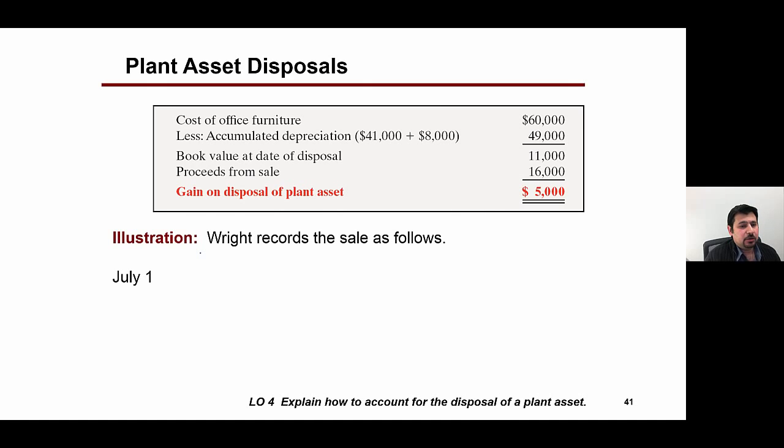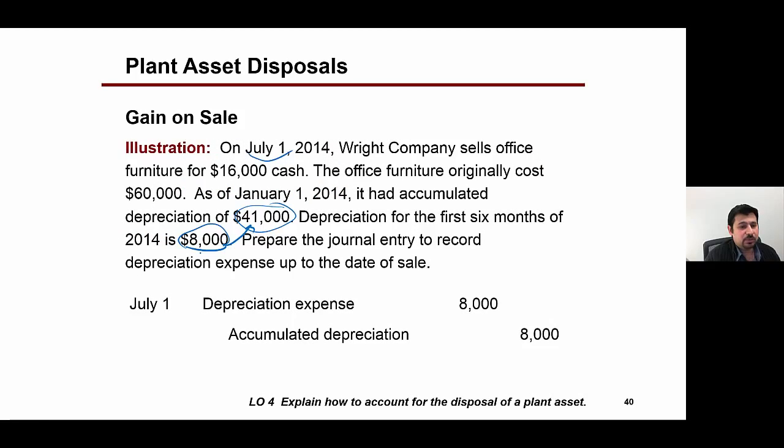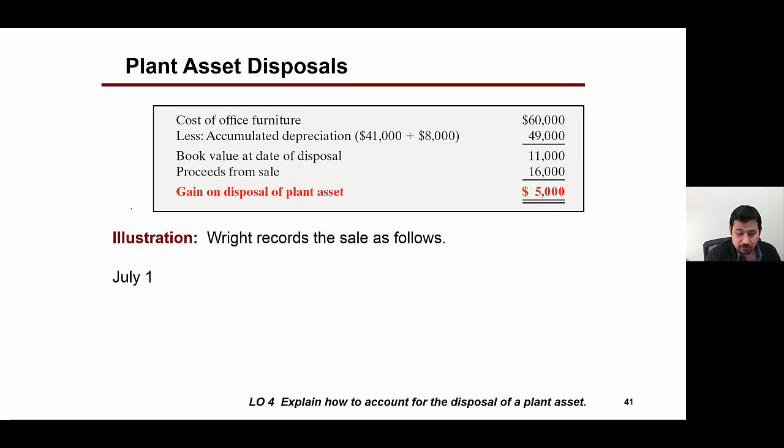Now what happens later on is to record the sale. The company will calculate the difference between the proceeds from the sale and the book value. The proceeds from the sale was 16,000. The company sold it for 16,000 in cash. The original cost was 60,000. So here the company will calculate the book value. It was 60,000. That was the cost. This is accumulated depreciation up to date of sale.